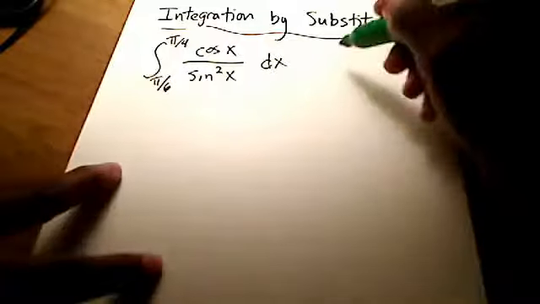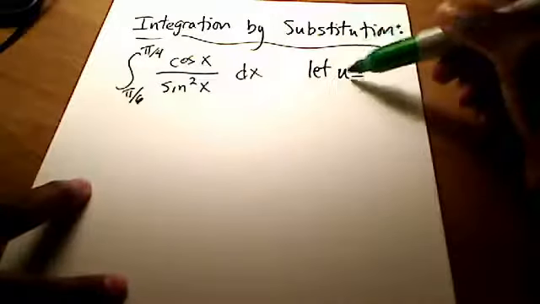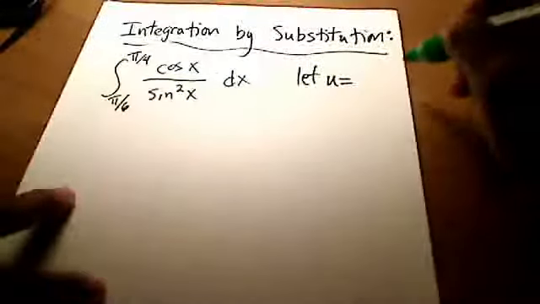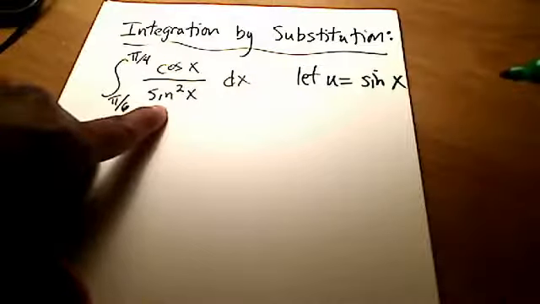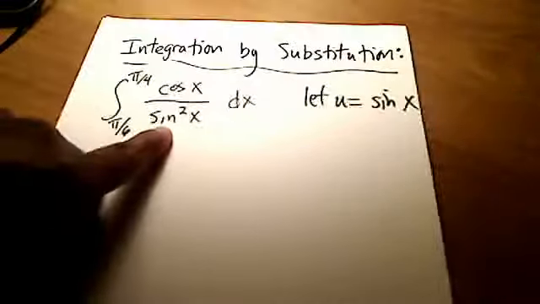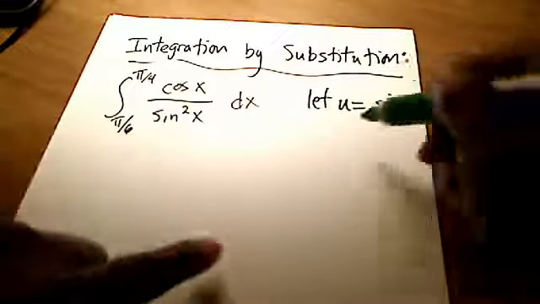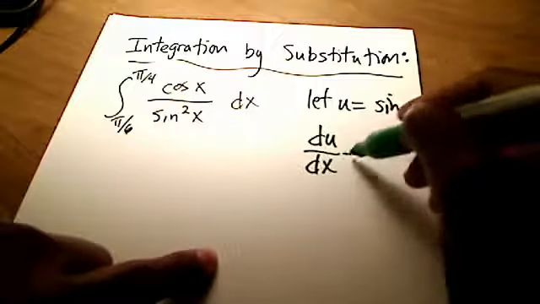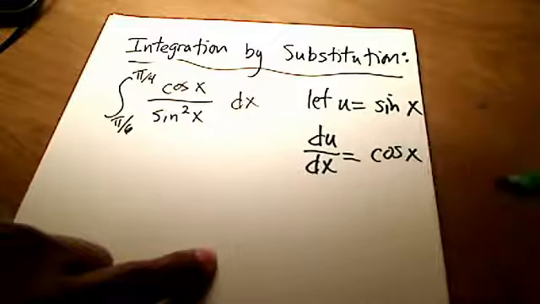Okay, so with that in mind, let's go ahead and use integration by substitution on this problem. I'm going to start off by saying, let u, and it could be any variable really, let p, let m, any variable you want, maybe other than x. Let's let u equal just the sine of x. Not sine squared x, but just sine x. If u is equal to sine x, then what's the derivative of u with respect to x? Well, the derivative of sine is cosine.